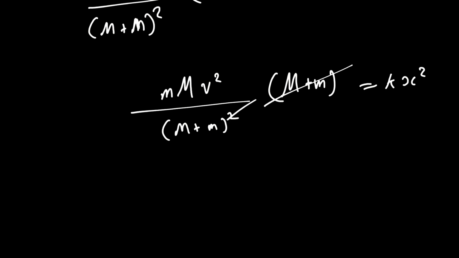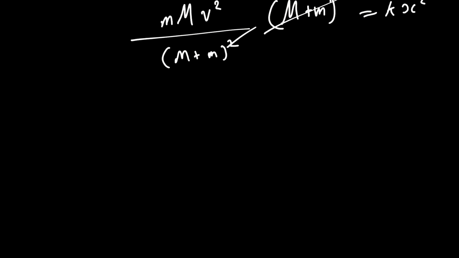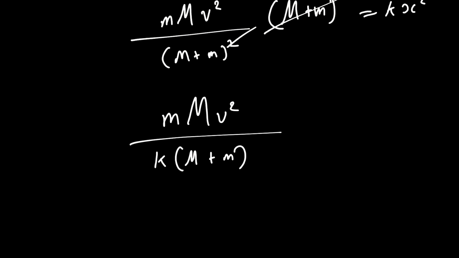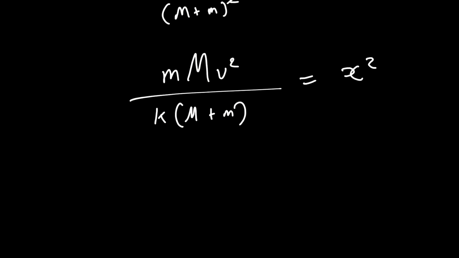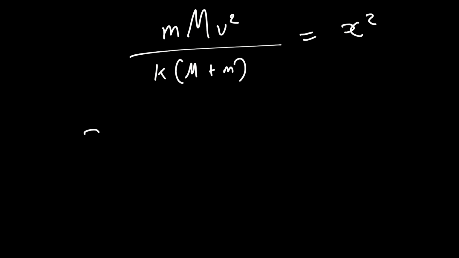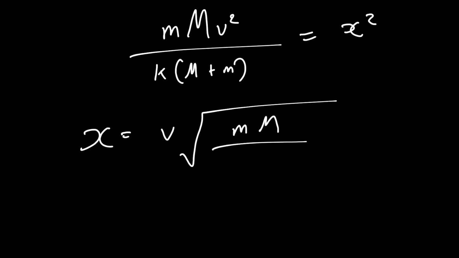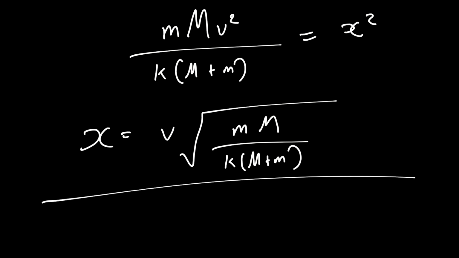Cancel these out and then divide through by k. So m M v squared over k times m plus M is equal to x squared, and I just have to take my square root. So x will therefore be v, because v is squared, times the square root of m M over k times m plus M. And there we are.